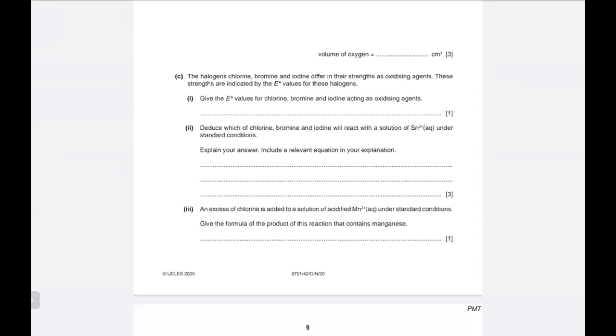Here also we have to go with the data book. Normally we don't keep these values in mind. We only keep in mind that hydrogen has zero. It's the reference. The third one is also the same. We have to check reduction potentials of chlorine and Mn2+, and then only we can think whether chlorine can oxidize Mn2+ to permanganate or not. Here all the questions depend on the data booklet, electrode potentials.